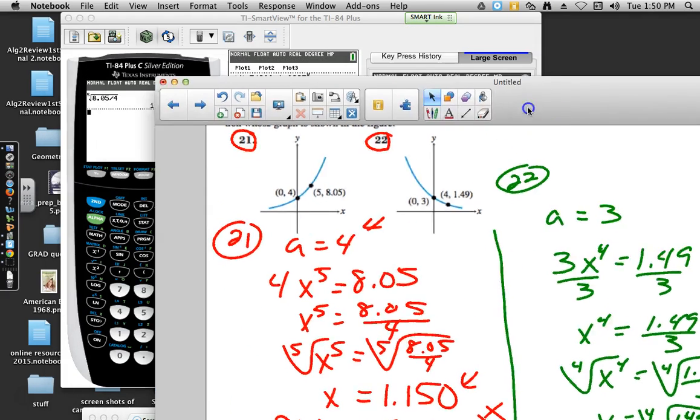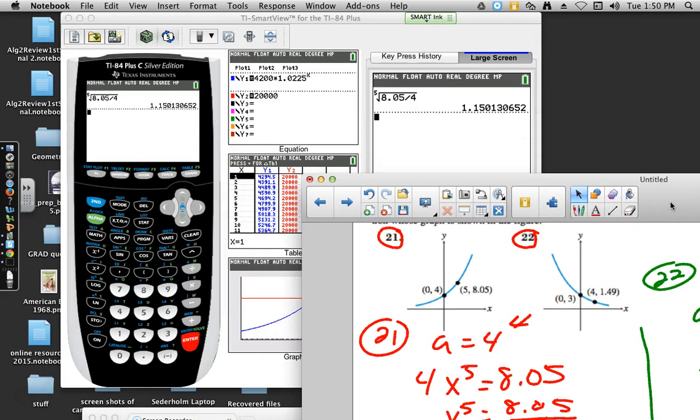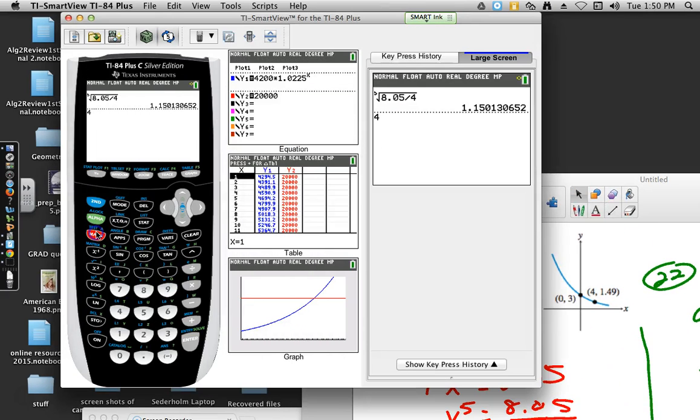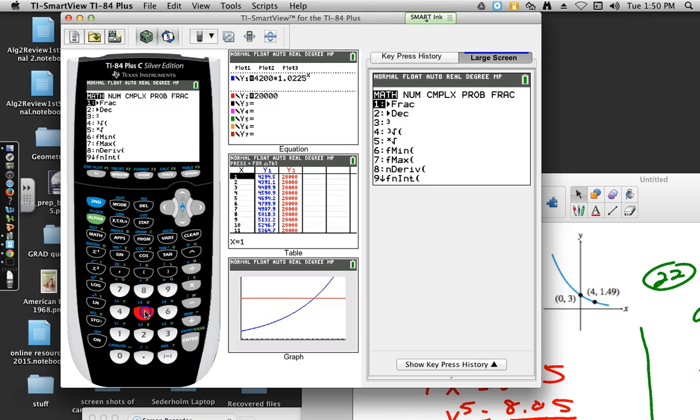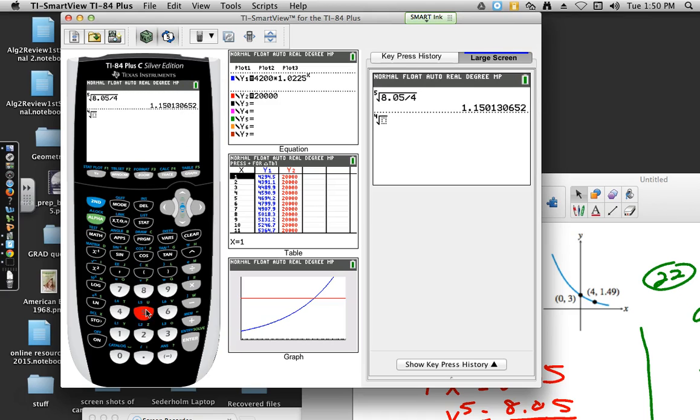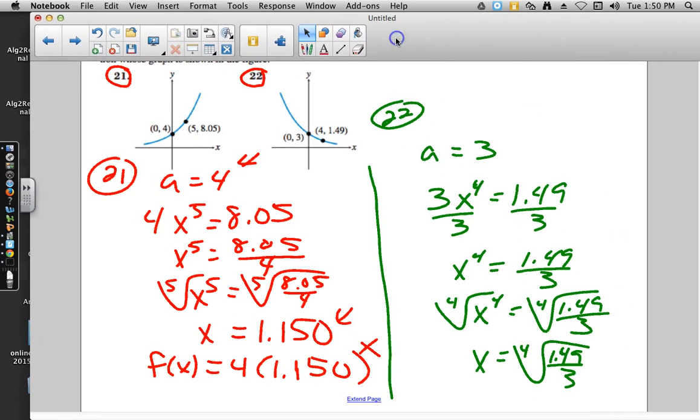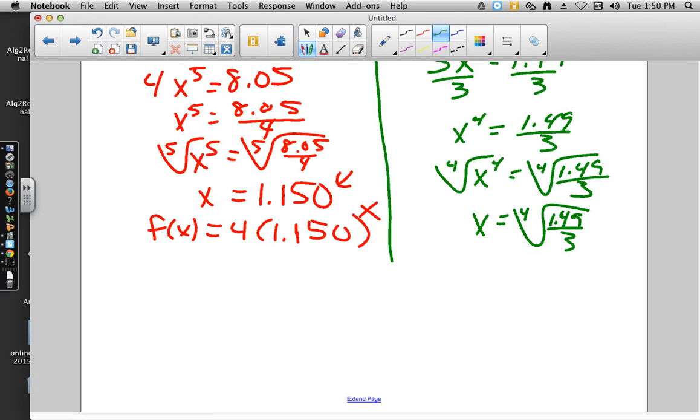And again, I'll just demonstrate one more time. 4th root, we would punch in 4, math, and then go down to number 5, which is our generic root, and you can see that'll give us our 4th root there. And 1.49 divided by 3. And there it is, approximately 0.839 to 3 decimal places. And that's our b value.